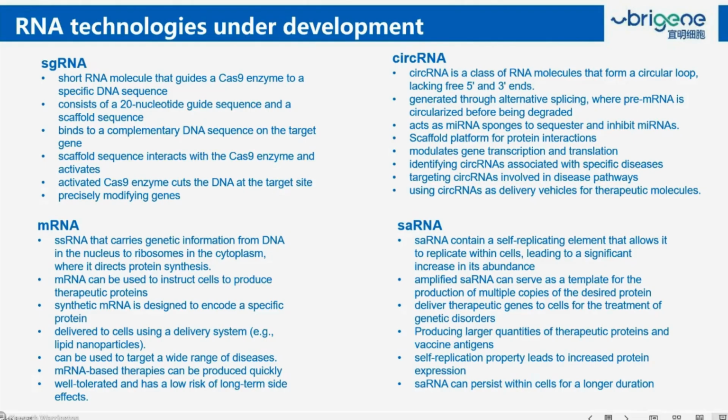Finally, self-amplifying RNAs have self-replicating elements within them that allow them to replicate within cells, which gives an advantage in terms of increase in the abundance of the protein that is delivered. They serve as a template to produce multiple copies of this desired protein, and again can be used to treat genetic disorders. And also there's a recent approval in the Asia Pacific. They also can be used for the production of therapeutic proteins, but the approval was for a self-amplifying COVID vaccine.